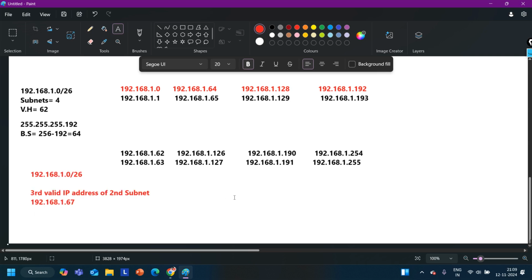Now, in the same way they can ask you for the first valid IP address or network ID of the second subnet, network ID of the third subnet, broadcast ID of the fourth subnet, like that. Any question, and you should have the answer.